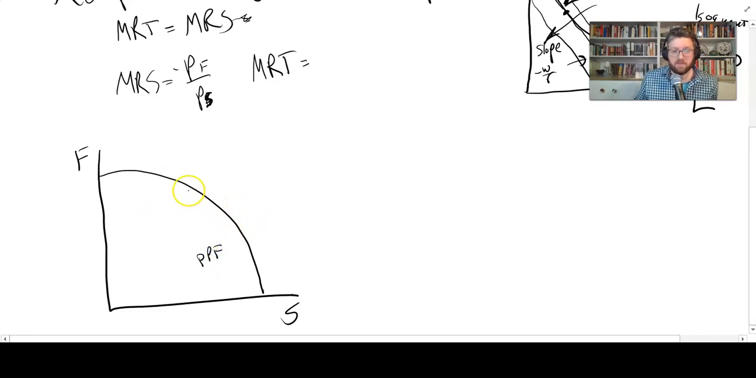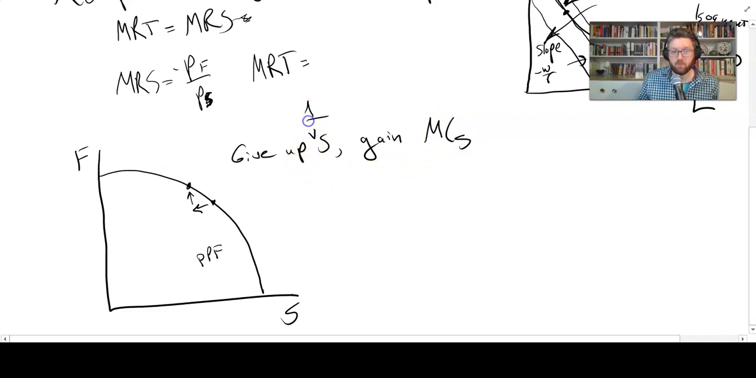If we give up a little bit of shelter, how much food do we get in exchange if we're using our resources efficiently? Well, the slope of this MRT tells us that, okay? And the slope is equal to, one way to think about the slope is using a cost function, okay? So if we give up a little bit of, if we give up some S, we gain the marginal cost to produce S, okay?